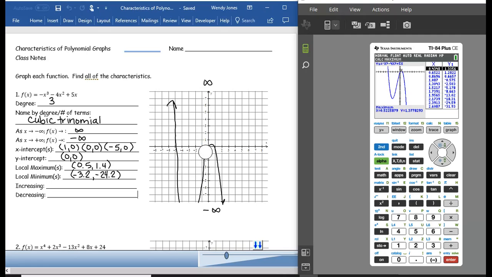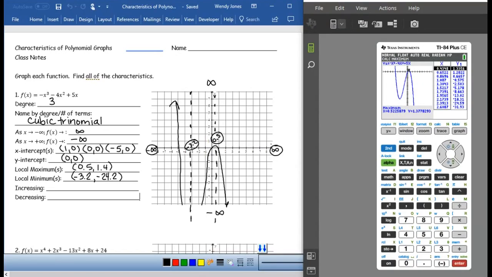So how do I know where the change occurs? The change occurs at the x values of my local maximum and my local minimum. I'm going to write these on the graph for you. Okay, so now you can see where these changes occur. Remember, when we are identifying our increasing and decreasing intervals, we must also add negative infinity on the left and positive infinity on the right, because as we name an increasing or decreasing interval, we can only use x values.